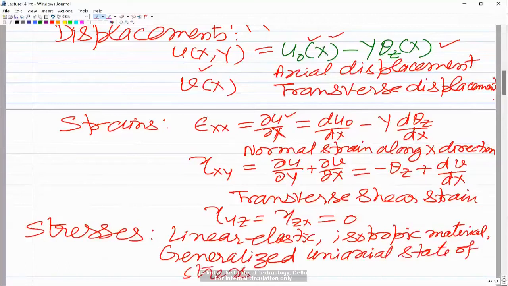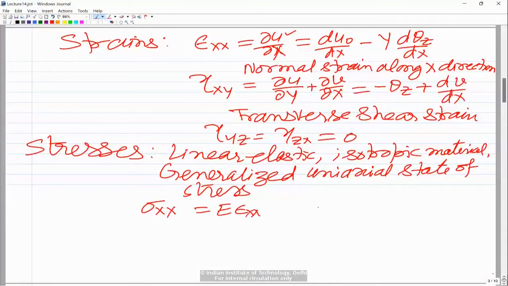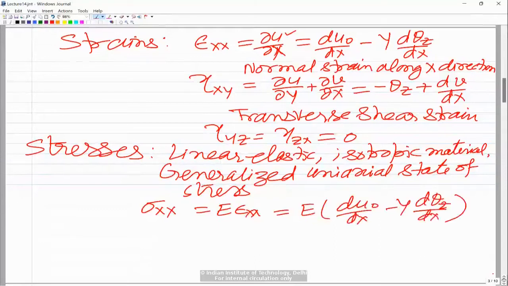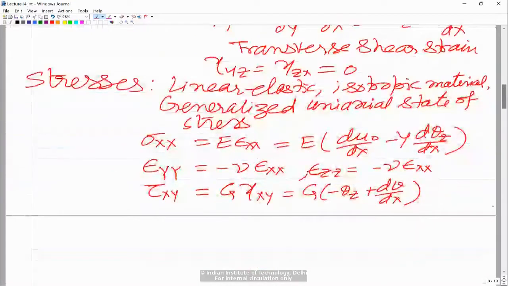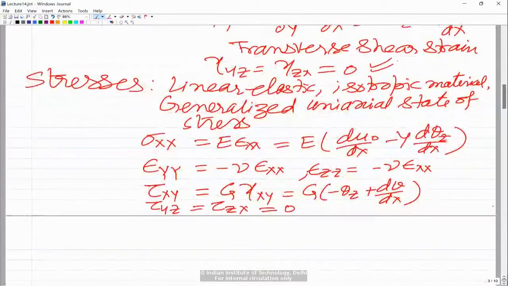So for this, sigma xx is equal to E times epsilon xx, because epsilon xx we have defined as du naught by dx minus y into d theta z by dx. Epsilon yy from the Poisson's effect would be minus nu into epsilon xx, and similarly epsilon zz will also be minus nu into epsilon xx. The transverse shear stress tau xy would be equal to G times gamma xy, which we have defined as minus theta z plus dv by dx. The other two stresses, tau yz and tau zx, will be 0 because the corresponding strains are 0.